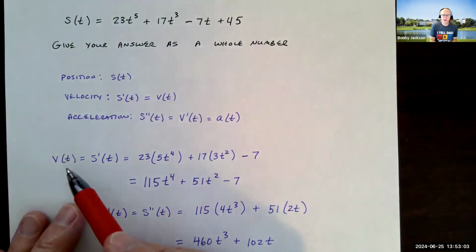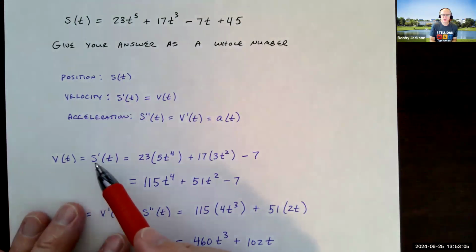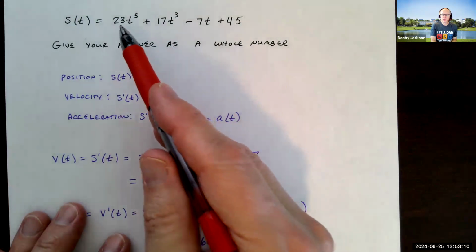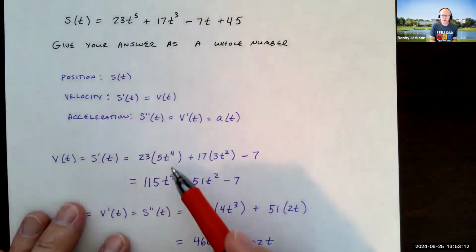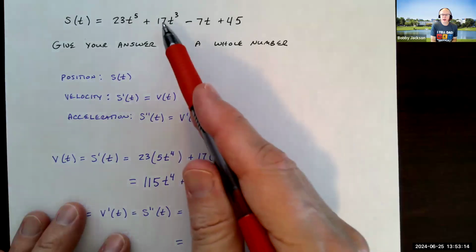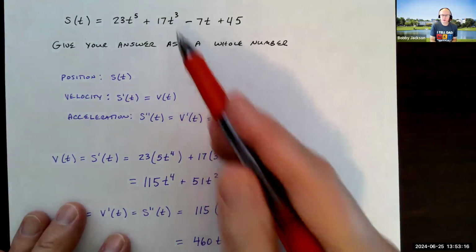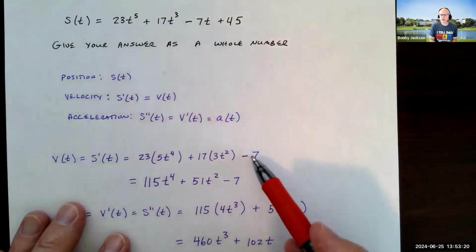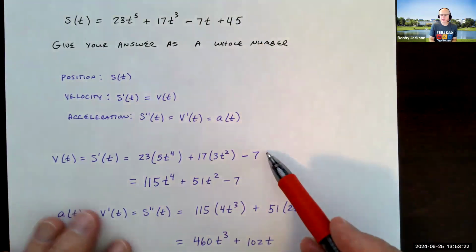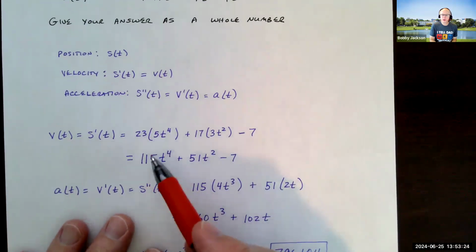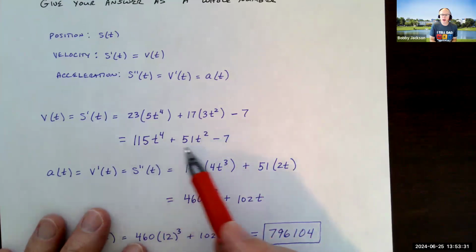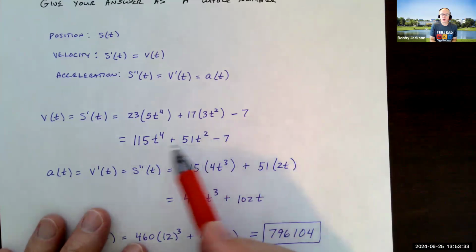The velocity, let's get that first. The derivative of the position function, by the power rule: 23 is a constant multiple. The derivative of t to the fifth is 5t to the fourth. I have 17 times the derivative of t cubed, which is 3t squared. And the derivative of negative 7t is negative 7. The derivative of 45 is 0. Go ahead and multiply 23 times 5 and 17 times 3, and there's my velocity function as a function of time. But we're asked for the acceleration, remember, so we've got one more to go, right?